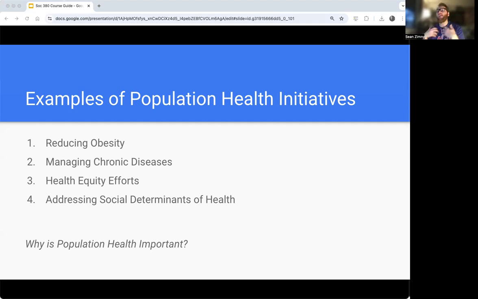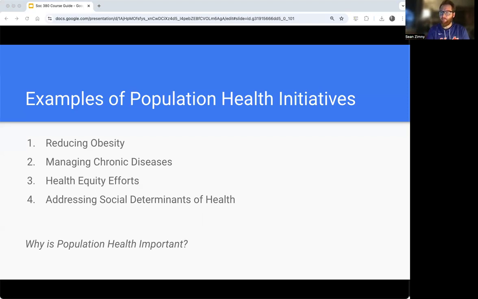There are countless examples of population health initiatives, but they're really important because we look at things beyond, remember the sociological imagination, just the individual experience. What are the things taking root from those experiences? What are the things contributing to and causing and impacting why those experiences are actually happening?